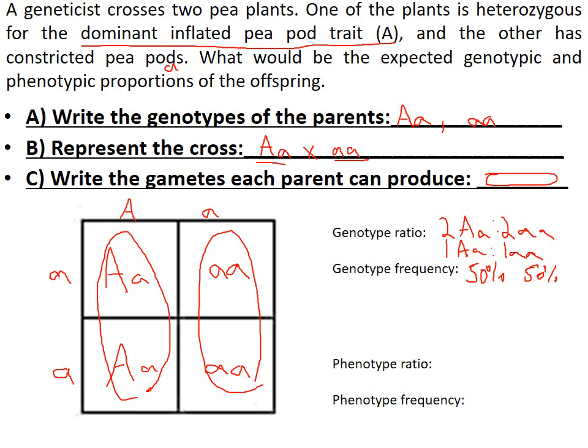You can also do a phenotypic ratio. So A is inflated, so we have 2 inflated for every 2 constricted, and you can write down 1 to simplify it, inflated, and yes, you will need to simplify it, for every 1 constricted. And again, you can write that down as a proportion or frequency, so we're going to have 50% of them that are inflated, and 50% that are constricted.